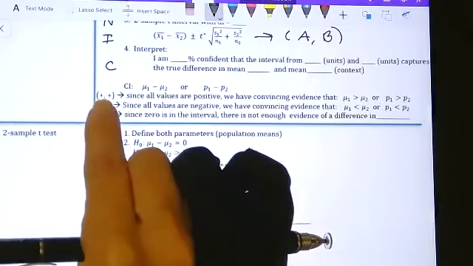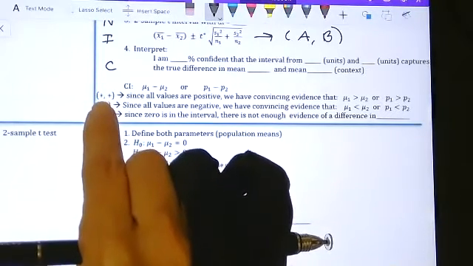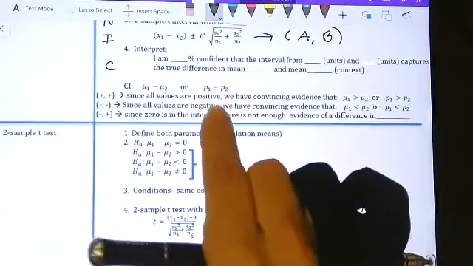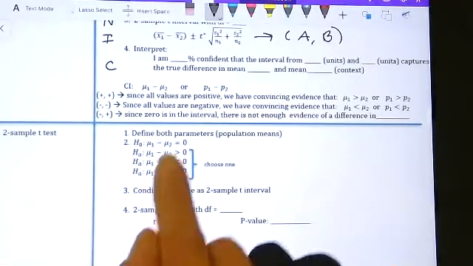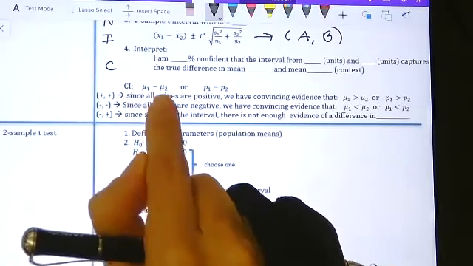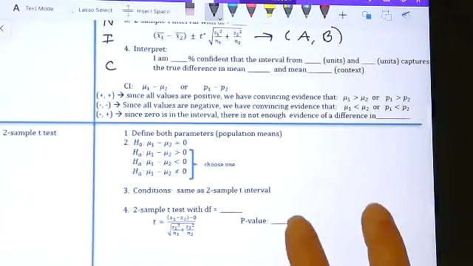If both endpoints of your confidence interval are positive, then you can say, yeah, since my entire confidence interval is positive, there is evidence of a positive difference, meaning that the first value here is bigger than the second one.